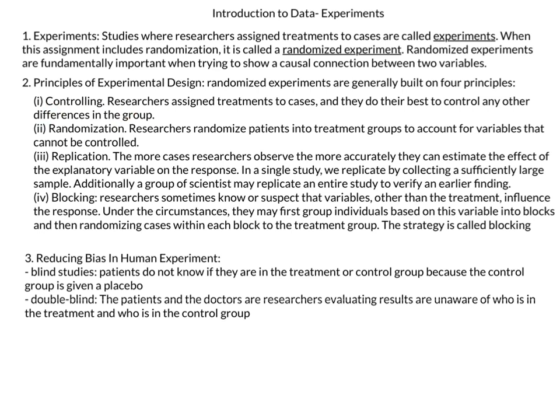The next principle is randomization. Researchers randomize patients into treatment groups to account for variables that cannot be controlled. There's replication. The more cases researchers observe, the more accurately they can estimate the effect of this explanatory variable on the response. In a single study, we replicate by collecting a sufficiently large sample. Additionally, a group of scientists may replicate an entire study to verify an earlier finding.